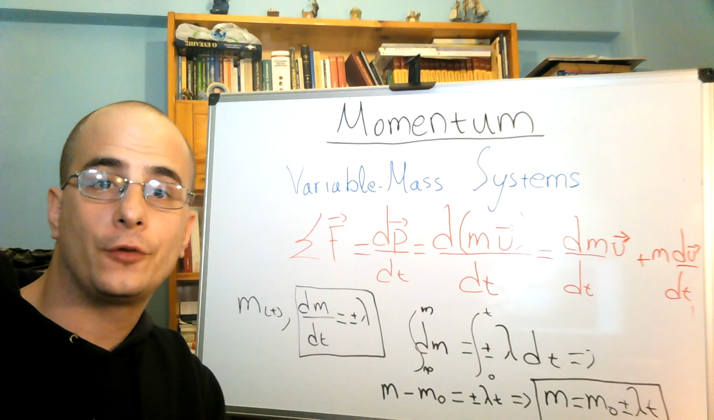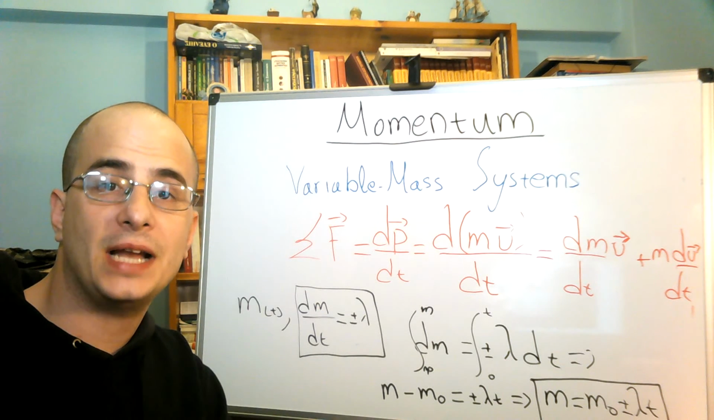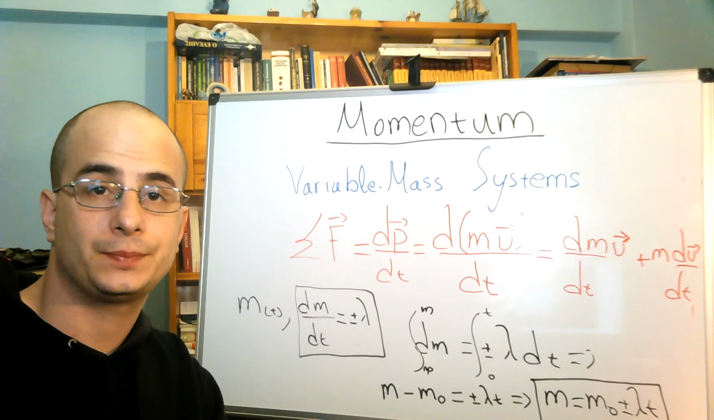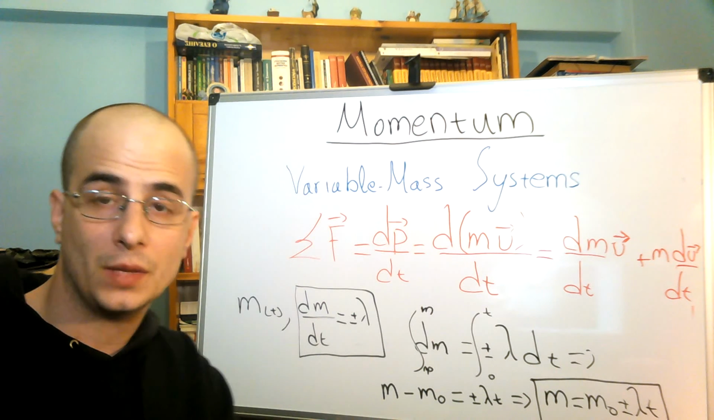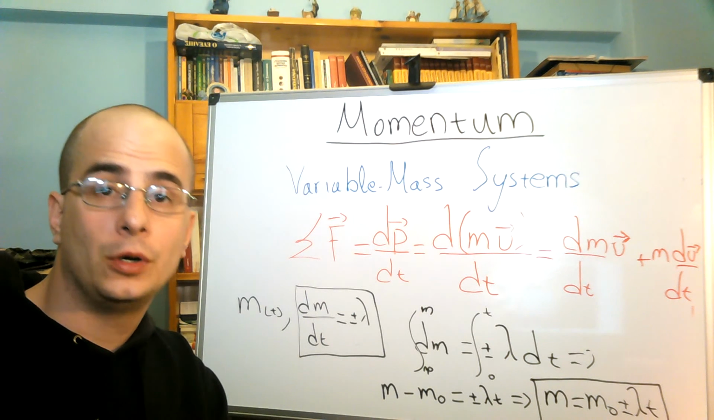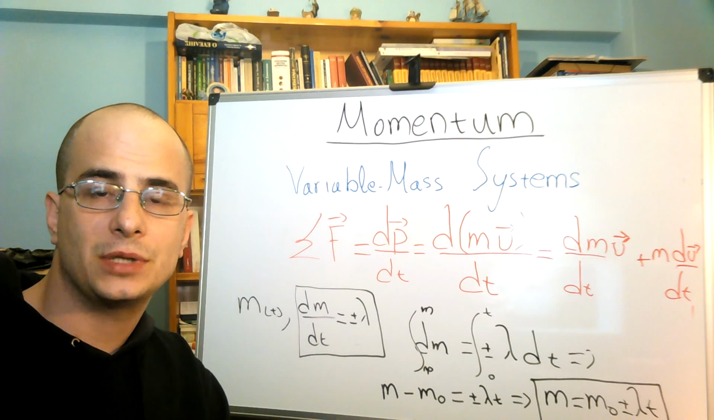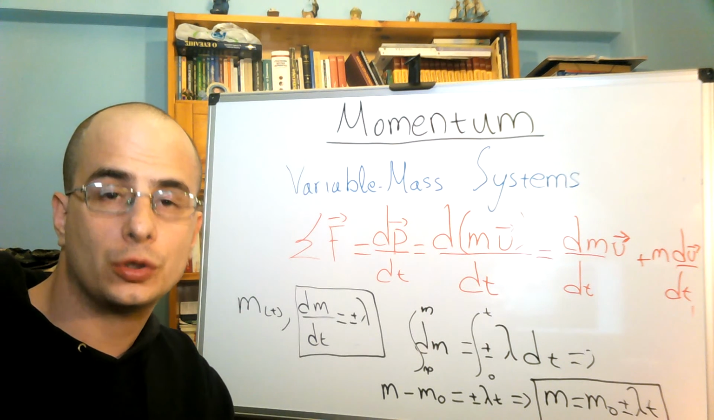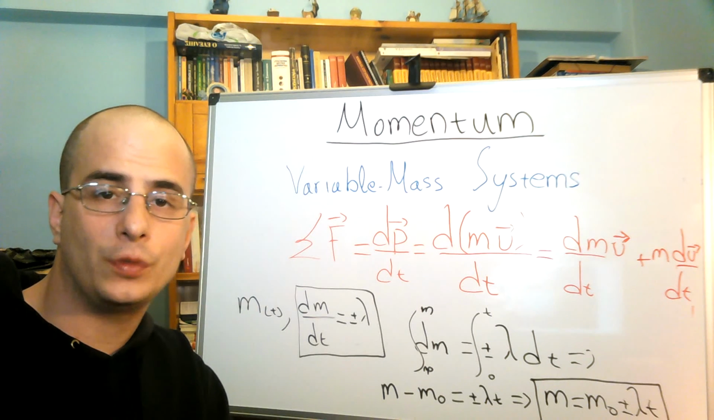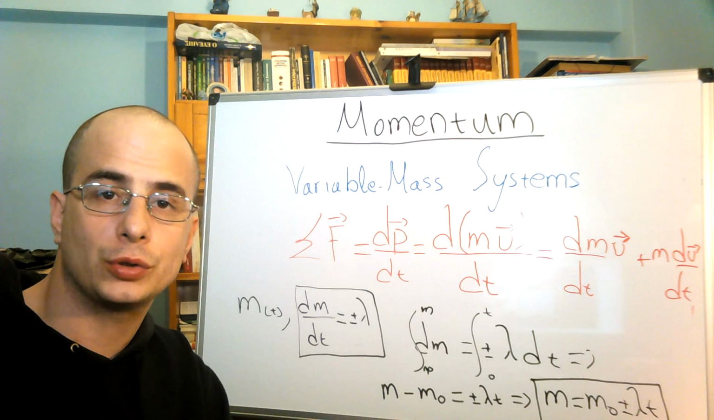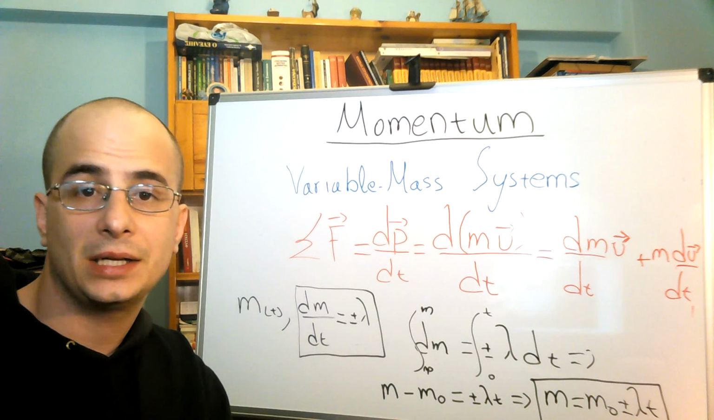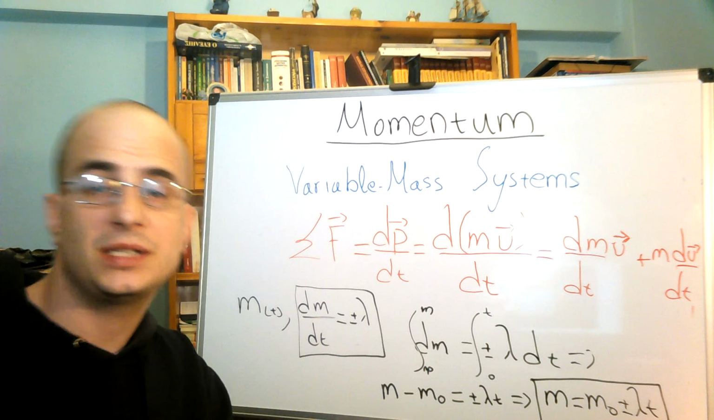And now, for the last part of our video, we're going to analyze variable mass systems. With the simplest form of Newton's second law of motion, we could only analyze systems whose mass was constant. But now, with the general form of Newton's second law of motion, we can study systems whose mass changes over time.